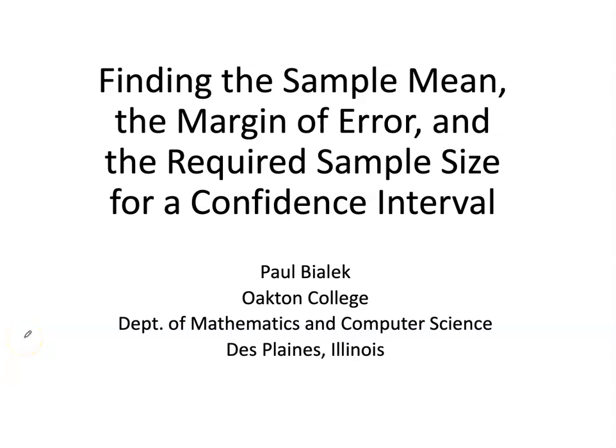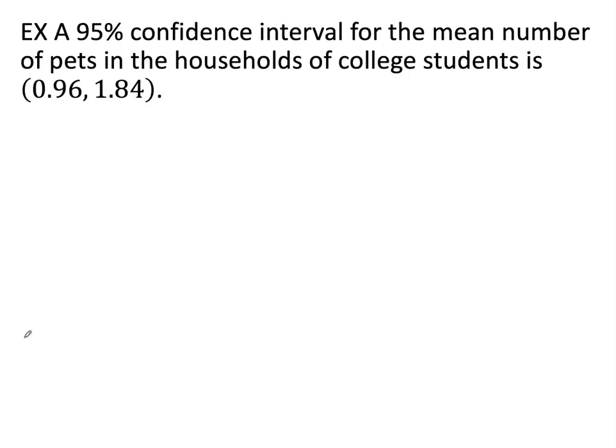Let's talk about finding the sample mean, the margin of error, and the required sample size for a confidence interval. A 95% confidence interval for the mean number of pets in the households of college students is 0.96 to 1.84. I did not make up those data. That's based on a survey I did of my stats classes.